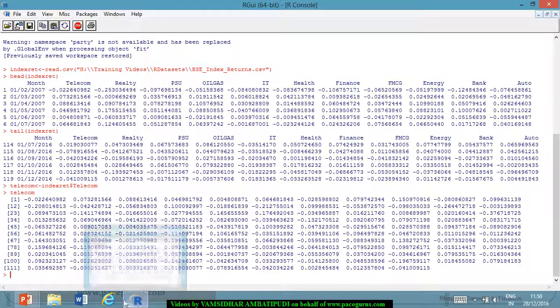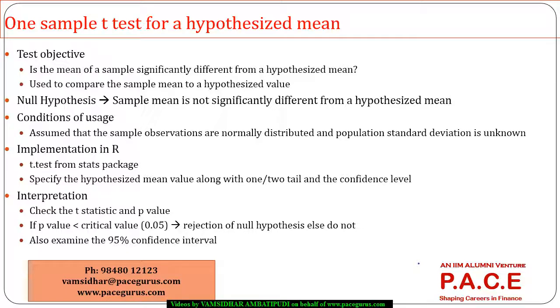So this is the 119 values of the telecom sector. Now let me try going ahead with all these tests. Initially, we are starting off with a one sample t-test for a hypothesized mean. I primarily want to find out if the mean of the sample that I have chosen is significantly different from a hypothesized mean.